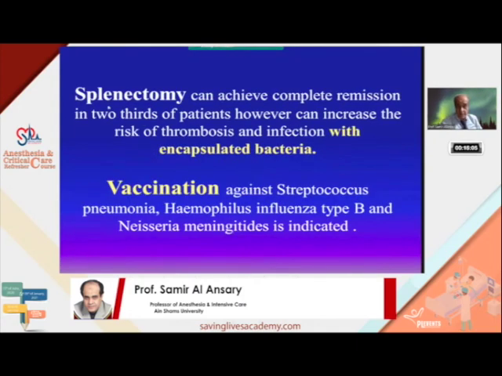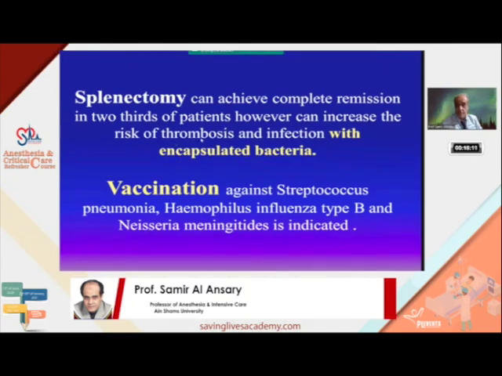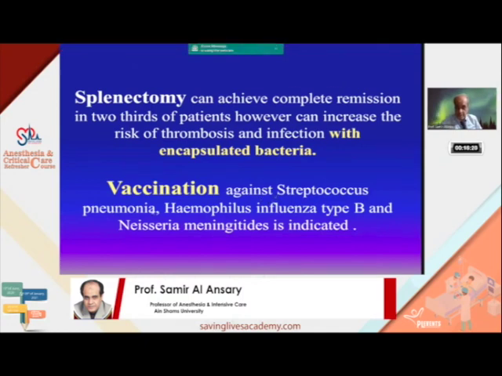In refractory cases, we can proceed to splenectomy, which can achieve complete remission in 2/3 of the patients. However, it can increase the risk of thrombosis and infection with encapsulated bacteria. And so we have to vaccinate the patient with a triple vaccine against Streptococcus pneumoniae, Haemophilus influenzae type B, and Neisseria meningitidis. Very important.